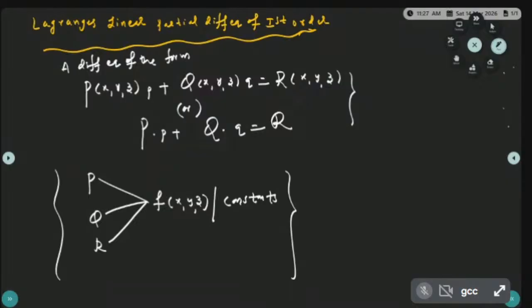And this is familiar. You will identify. What is small p? Small p is dou z by dou x. Small q is dou z by dou y. This is called Lagrange's equation of first order.